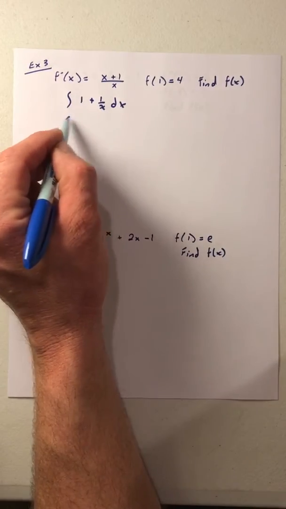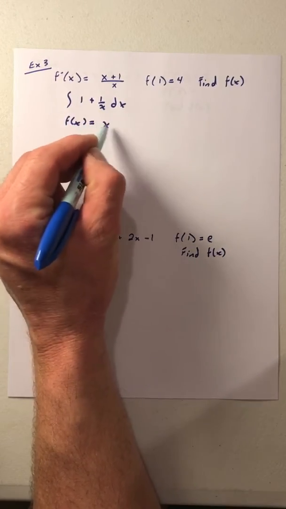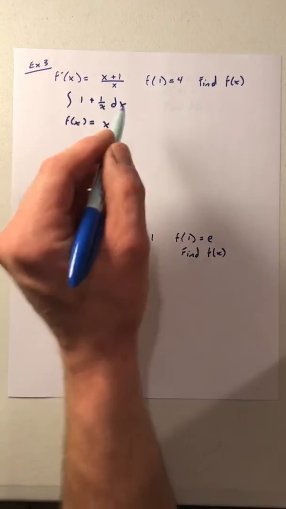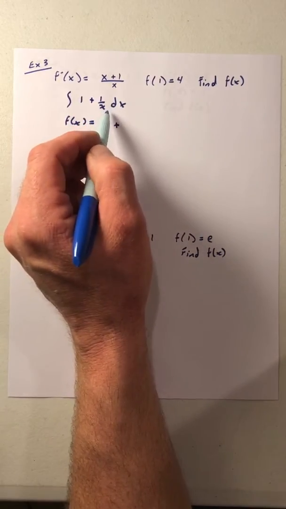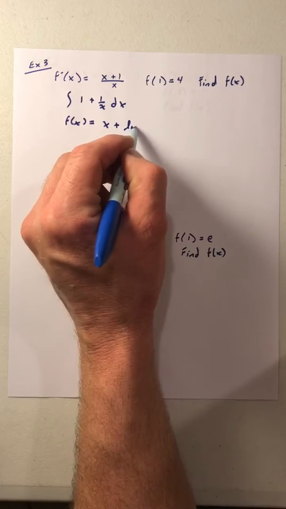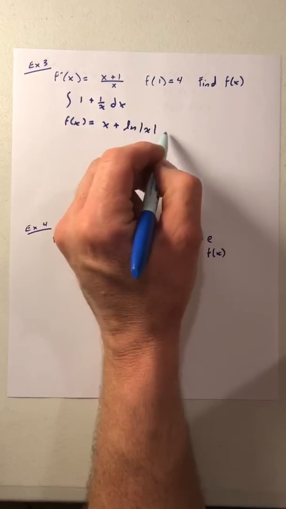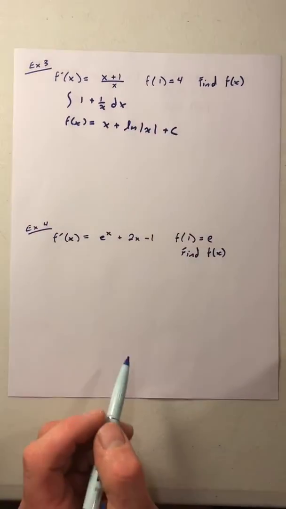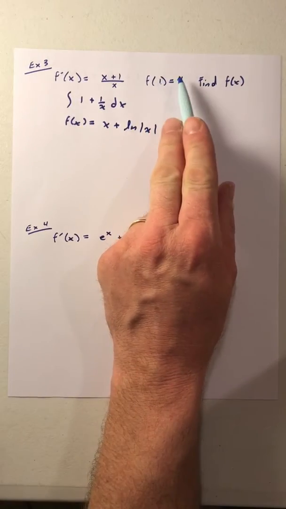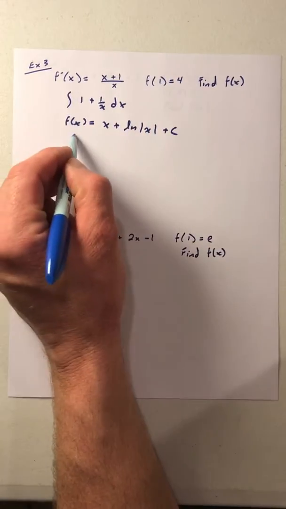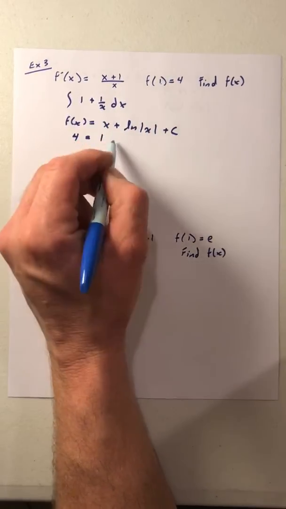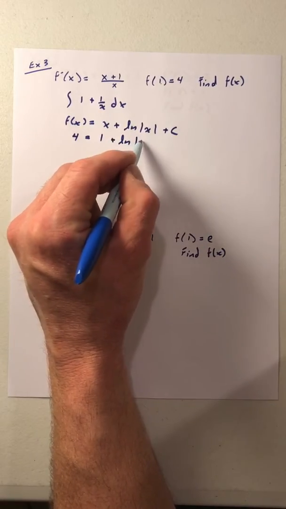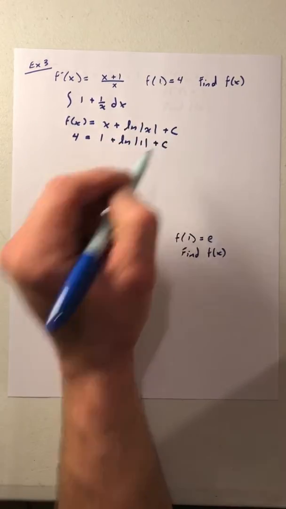Integrating 1, we end up with x plus 1 over x. We know, since we have a single variable in the denominator, that's going to give us the natural log of the absolute value of x plus c. Replacing our x with 1 and our y with 4, we know that 4 equals 1 plus the natural log of the absolute value of 1 plus c.